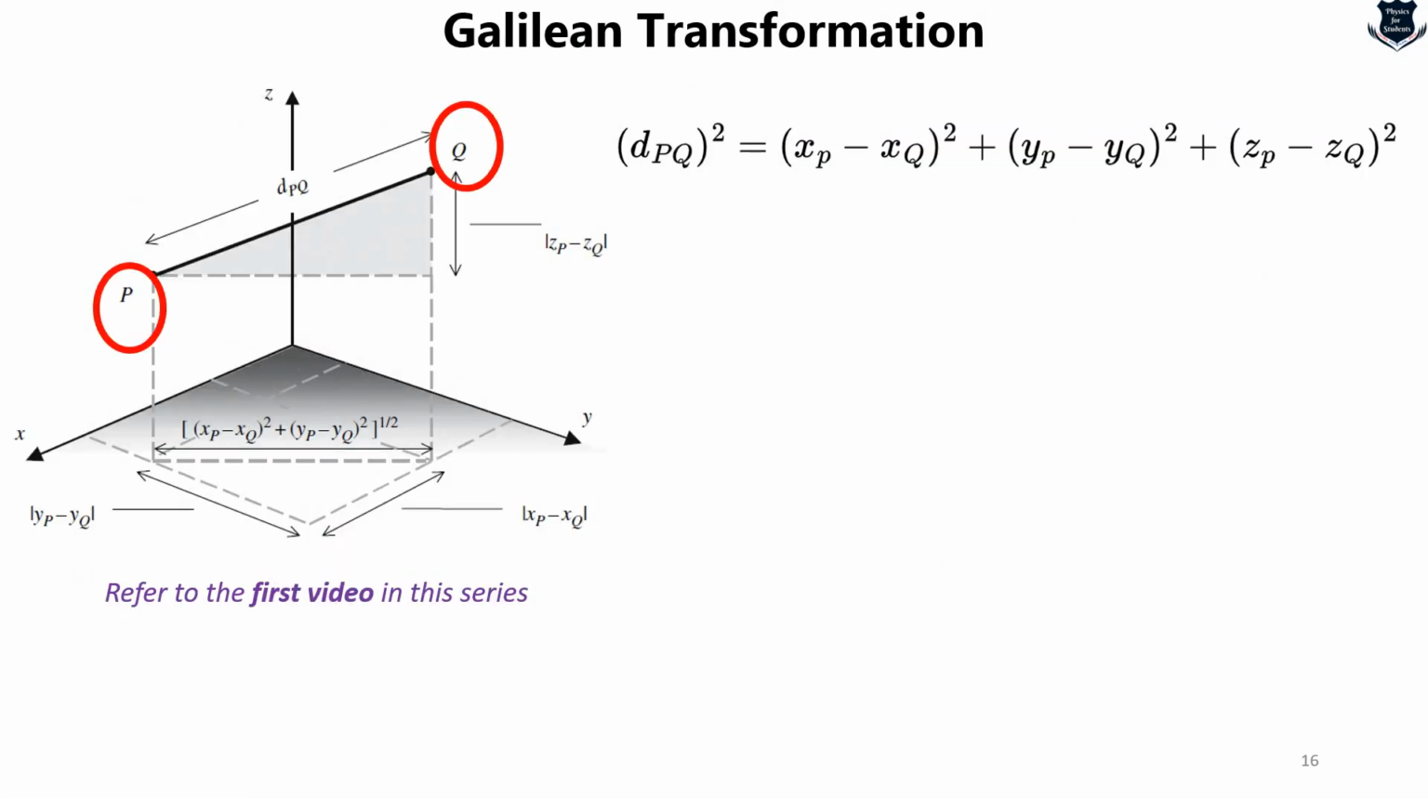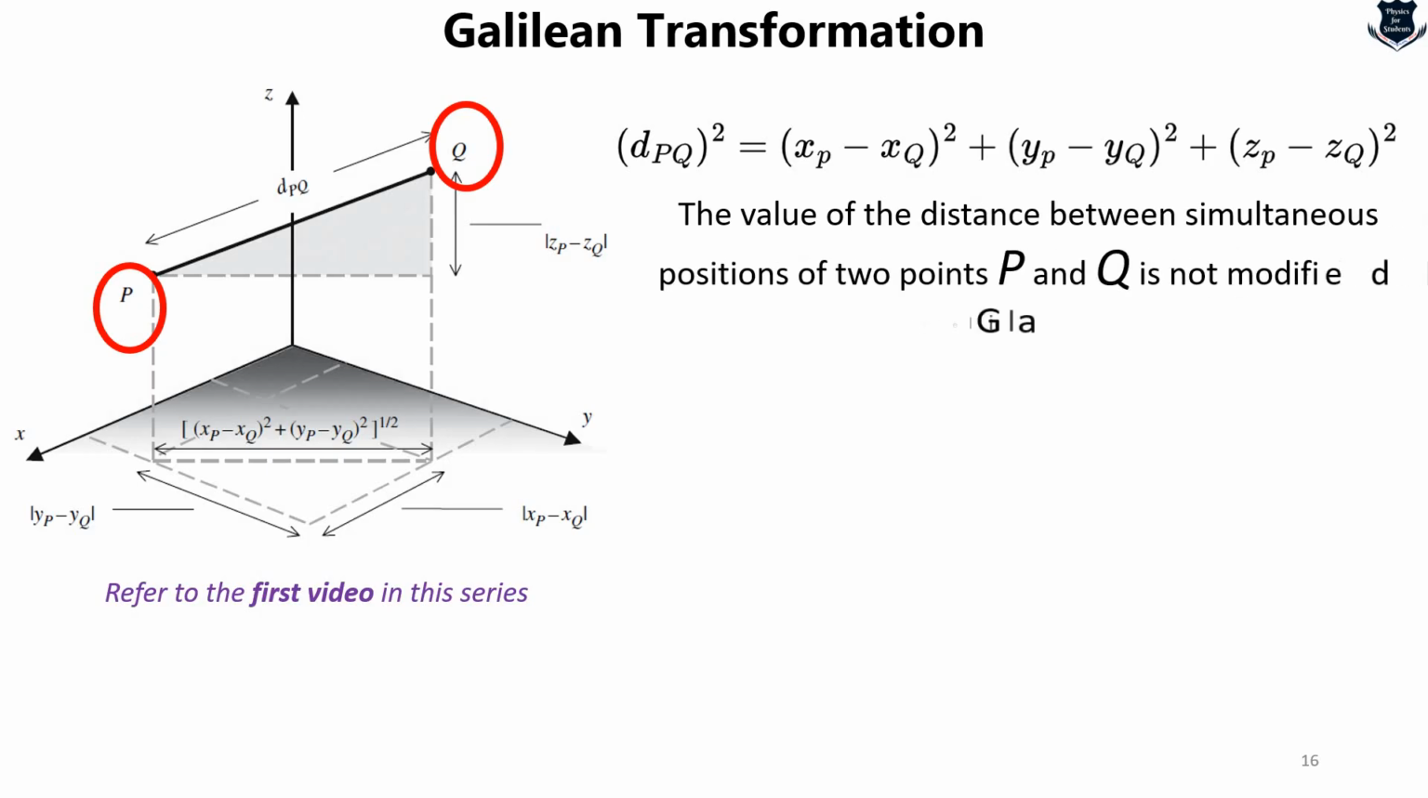Now again, I would like to refer to my first video, where I have written "refer to the first video". Here you can see the value between the simultaneous positions of P and Q is not modified by the Galilean transformation. This invariance cannot surprise you because it has already been assumed in the building of the coordinate transformation. So the value of the distance between simultaneous positions P and Q, marked in the red circle, is not modified by Galilean transformations. What do I mean by this?